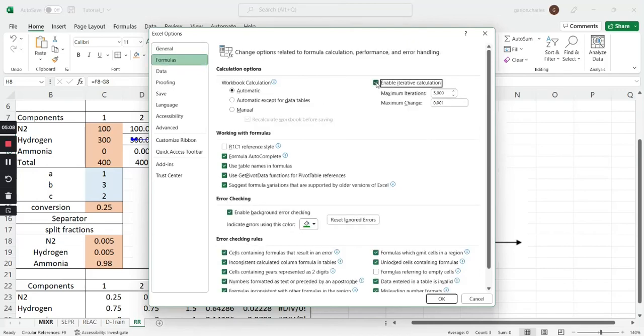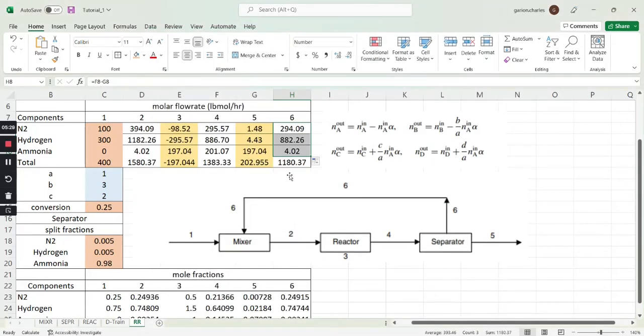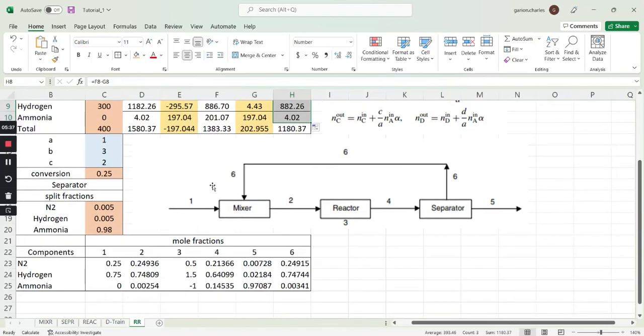Depending on how complex the system is, you may need to increase the maximum number of iterations and decrease the maximum change. However, this may result in calculations taking a lot longer to complete, which would vary from computer to computer. And with that, we have obtained our solution, and we can then take these results to further analyze.